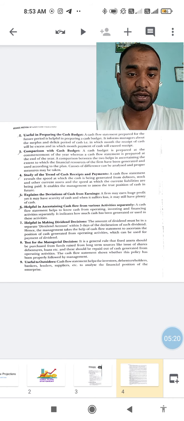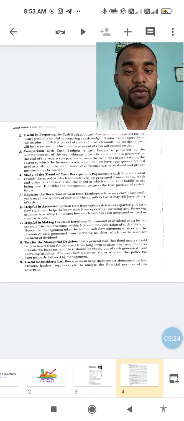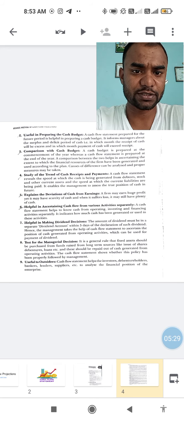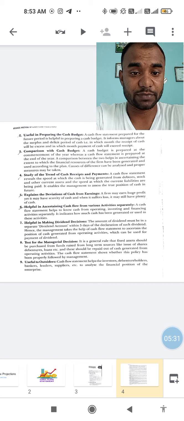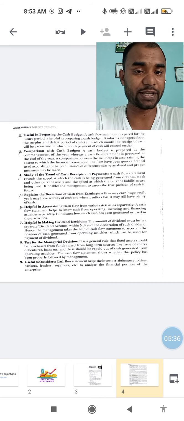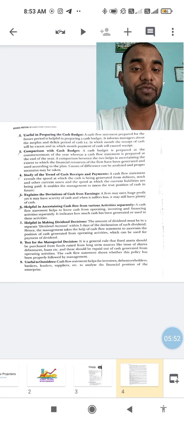So a comparison between the two, a cash budget and a cash flow statement, will give you a better result about the resources that have been utilized, and the differences caused can be analyzed and proper measures may be taken. Study of the trend of cash receipts and cash payments. A cash flow statement reveals the speed at which cash is being generated from debtors, stock, and other current assets, and the speed at which the current liabilities are being paid. It enables the management to assess the true position of cash in the future.